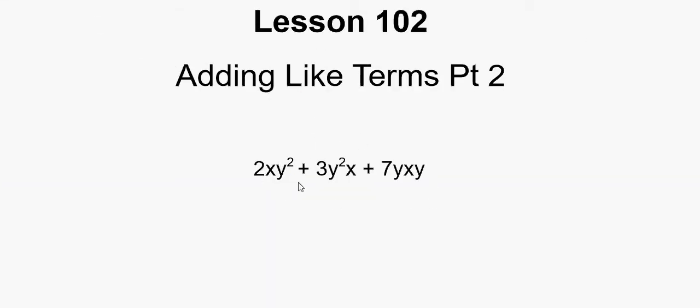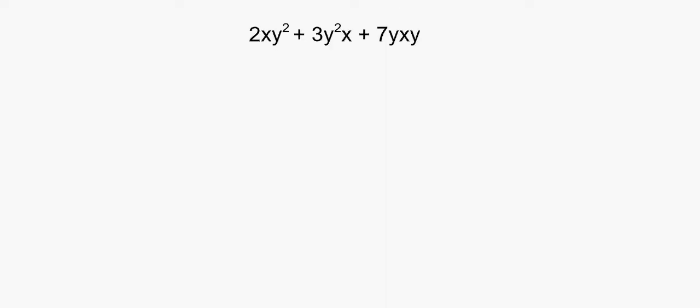This is the type of problem we're going to be looking at. Let's see if we can't make some sense out of it. 2xy squared plus 3y squared x plus 7yxy. The book has kind of a two-step process to deciding what are like terms, what can be put together. First it says forget about these coefficients, right? That's what we call them. They're not constants when they still have a variable attached by multiplication. They are called coefficients. Get rid of the coefficients, then write out the factorization for each term.